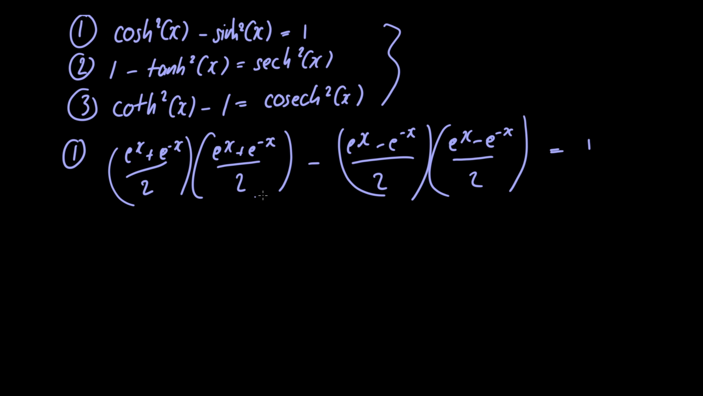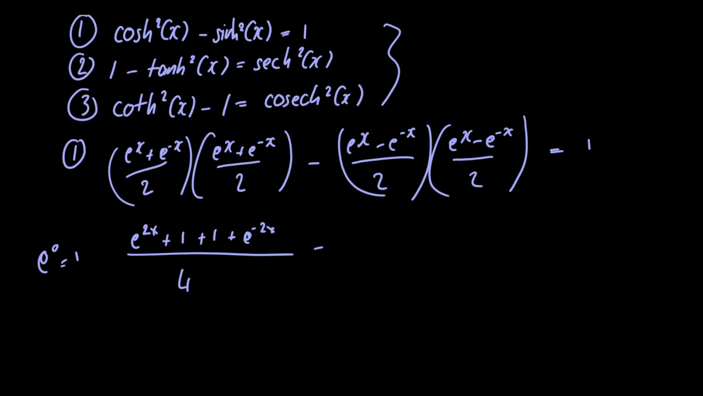So we have 2 times 2, which is 4. Now e raised to x multiplied by e raised to x is e raised to 2x. e raised to x times e raised to minus x is e raised to 0, and e raised to 0 is just 1. So we have plus 1. Then we have e raised to minus x multiplied by e raised to x again, so that's plus 1 again, plus e raised to minus 2x.